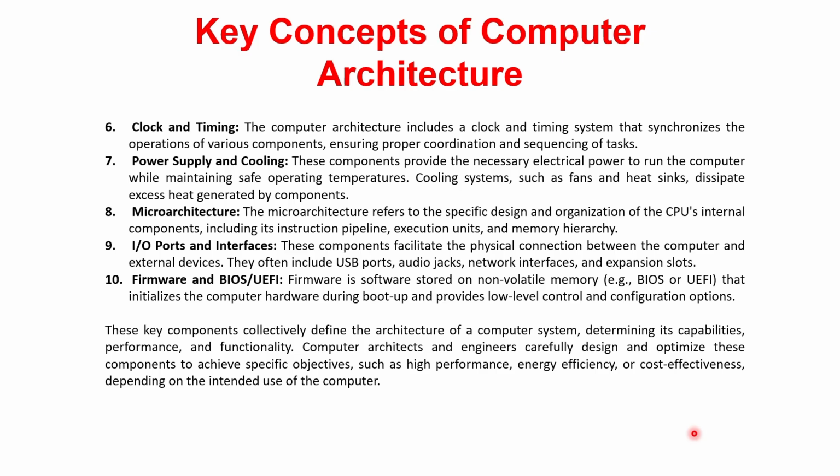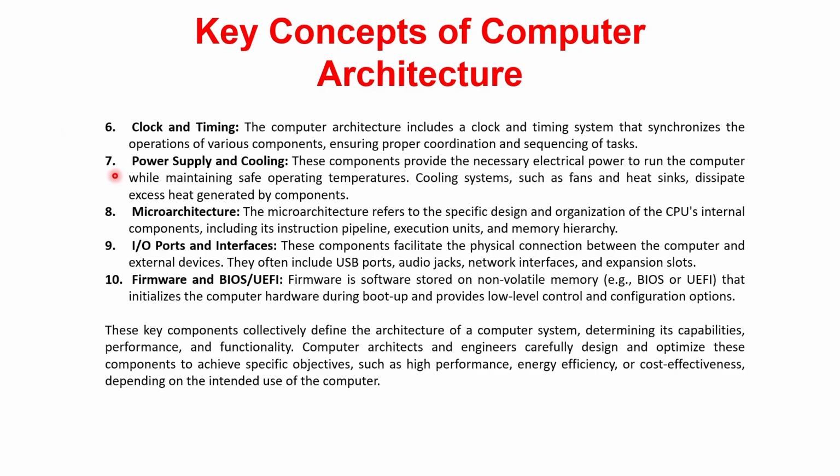Okay, so the sixth is clock and timing. Basically, the computer architecture includes a clock and timing system that synchronizes the operations of various components, ensuring proper coordination and sequencing of tasks. The clock generates regular pulses that drive all activities. Seventh is power supply and cooling.